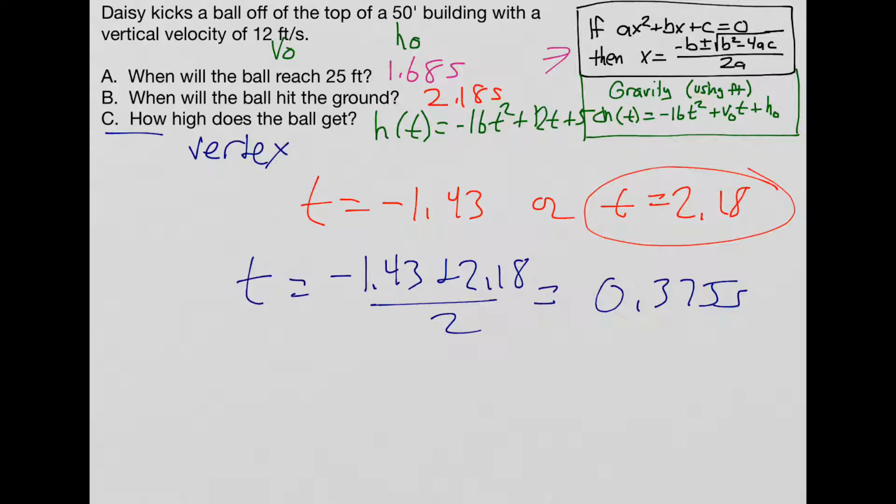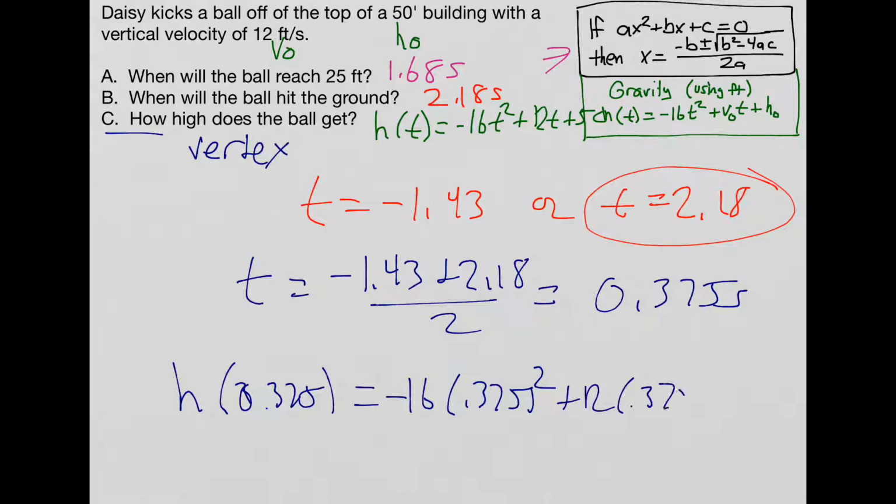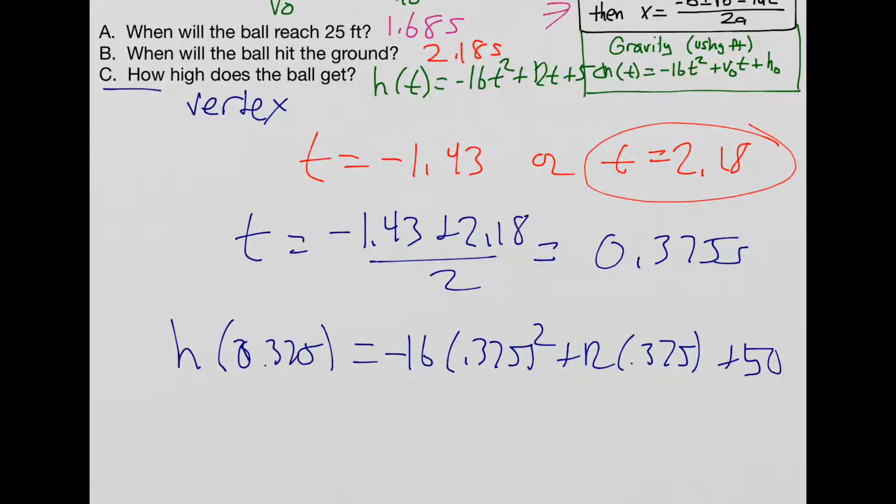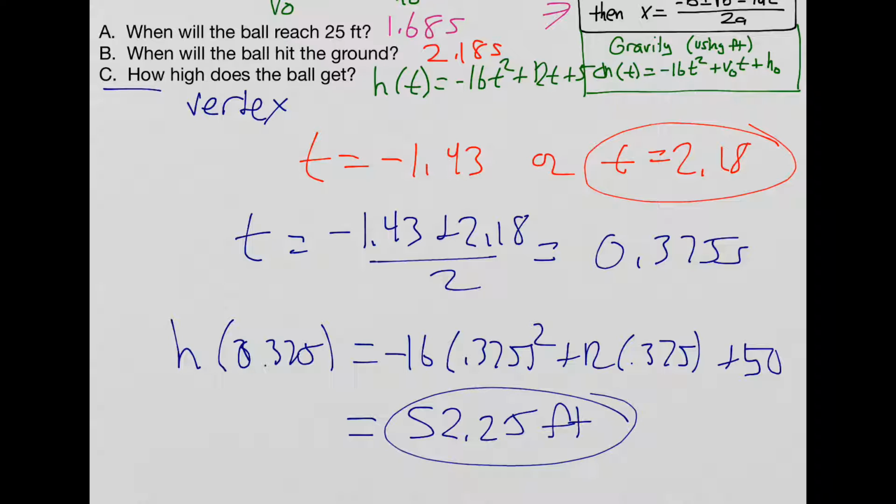So if I know what time the ball is at its height, I can just plug that into my equation. Height at 0.375 is going to be negative 16 times 0.375 squared plus 12 times 0.375 plus 50. Take a second, plug that into your calculator, and you're going to get 52.25 feet. So the ball is going to get 52.25 feet into the air.